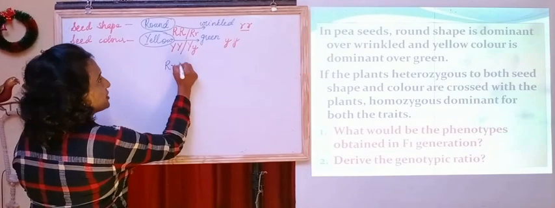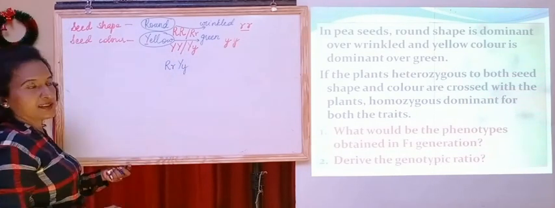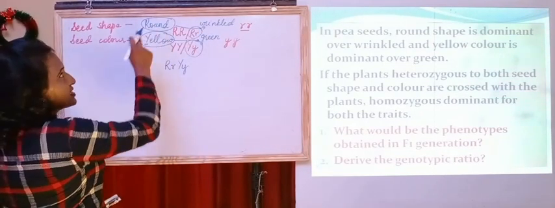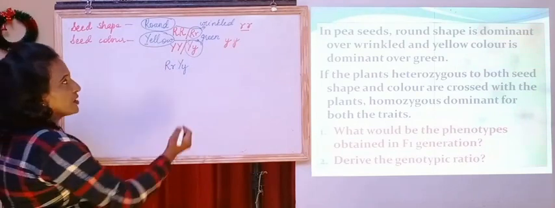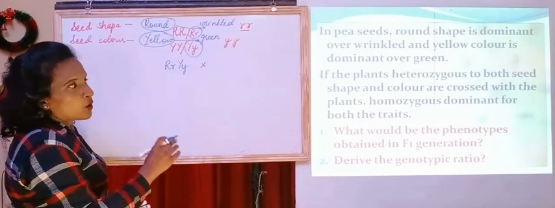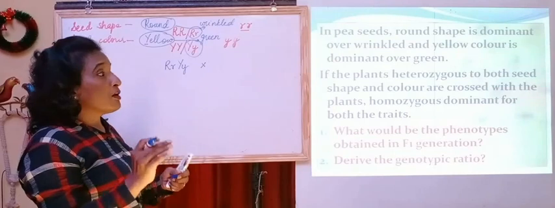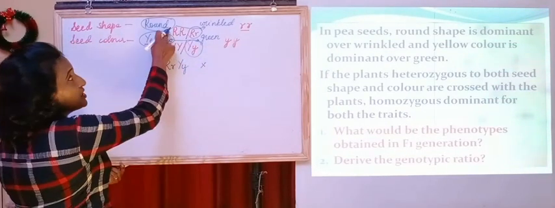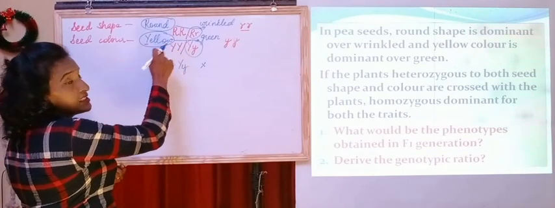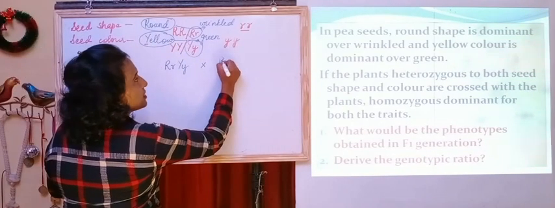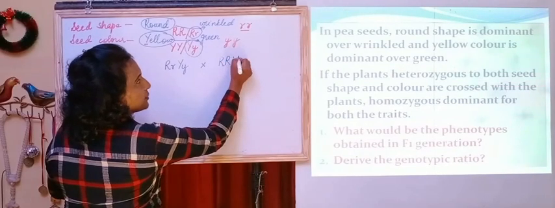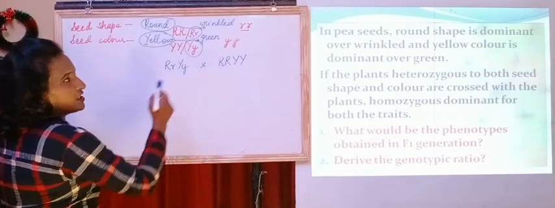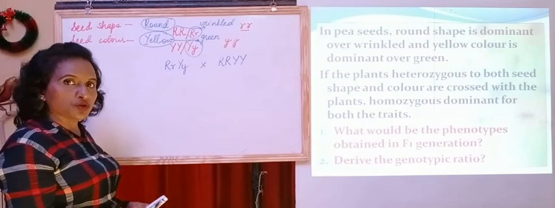So it will be capital Y, small y, right? Because we have to take heterozygous. So since it is heterozygous, definitely it will be the dominant one. Crossed with homozygous dominant for both the traits. Homozygous dominant, so dominant are these two. Okay, and it is homozygous, so it will be capital R, capital Y, capital Y. Okay, so we have already got the plants which we are supposed to cross.